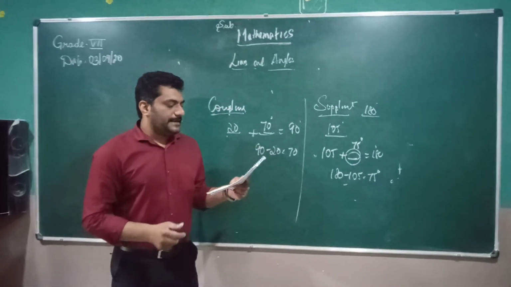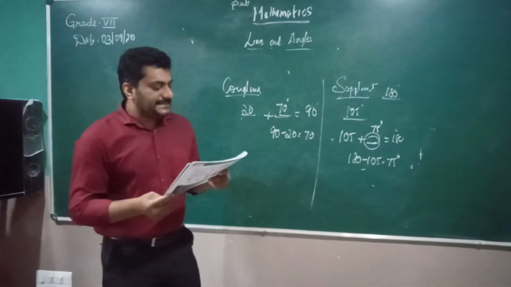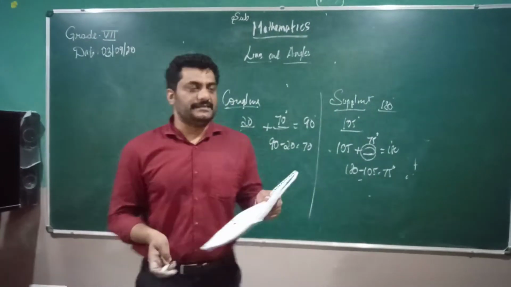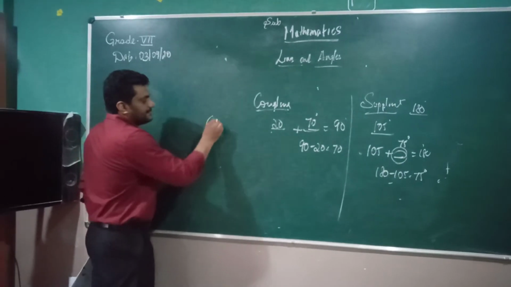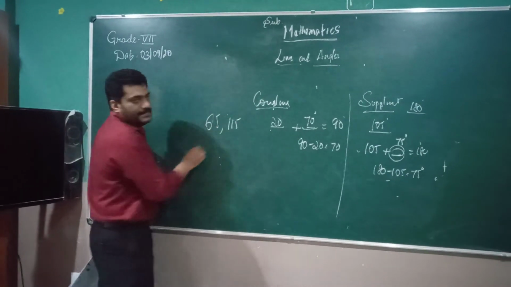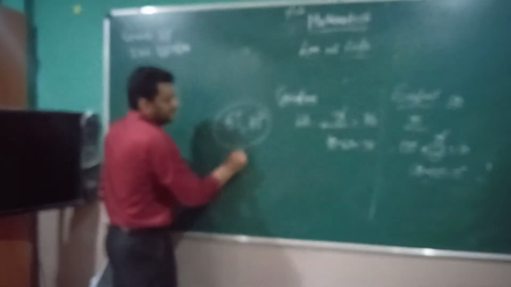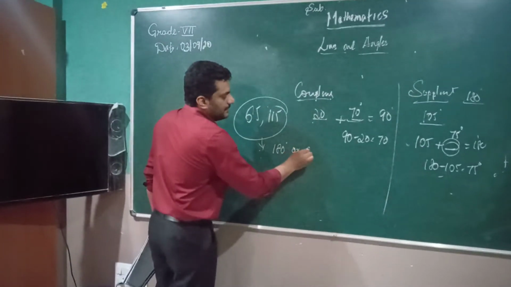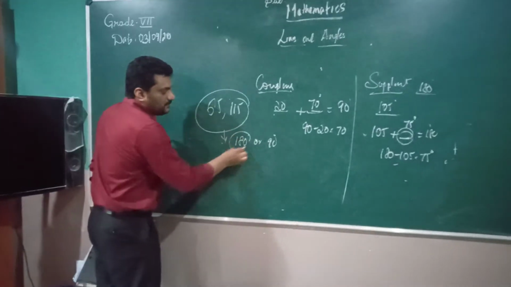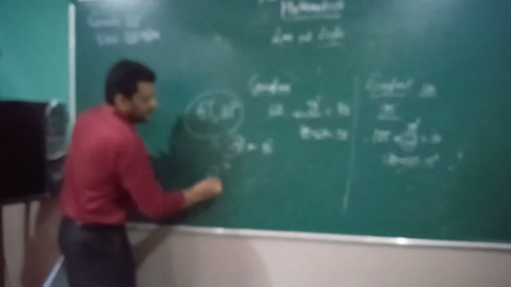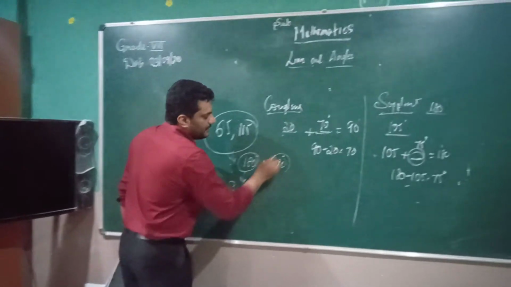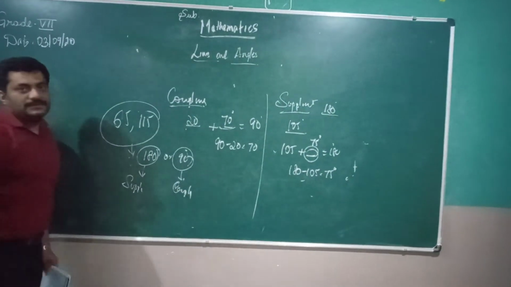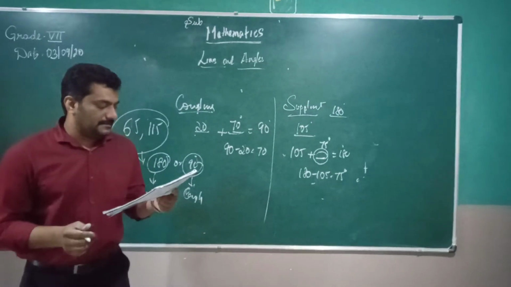That's the first two done. In the third one, identify which of the following pairs are complementary and which are supplementary. That means they have given two angles, 65 and 115. If we add these, we have to check, do we get 180 or 90? If we get 180, it becomes supplementary. If we get 90, it will become complementary. So that's the first, second, third.